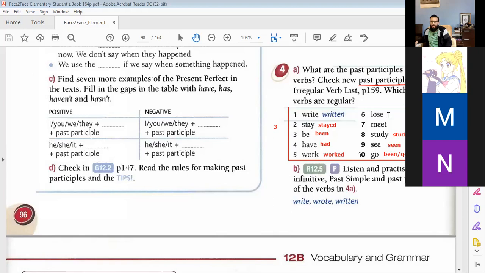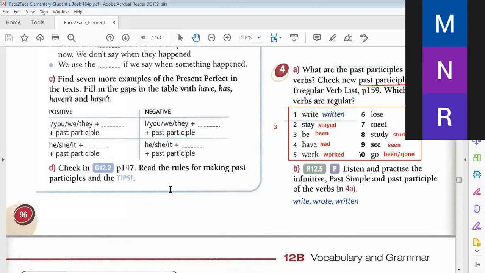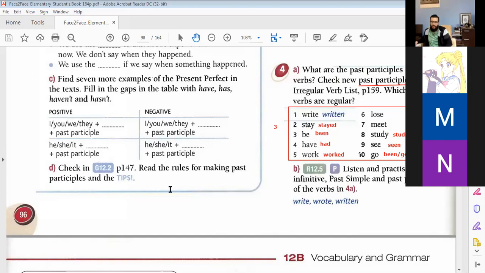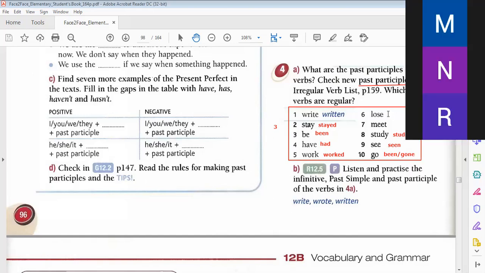What about lose? Losed. No. مش regular. irregular. هو التصريف الثاني بالفعل lost. صح. lost. Okay, what about meet? Met. تقريبا نفسها met. بس على احتياط خلينا نتأكدوا من الليسننج. خلينا نشوفوا الليسننج ونتأكدوا من إجاباتنا.